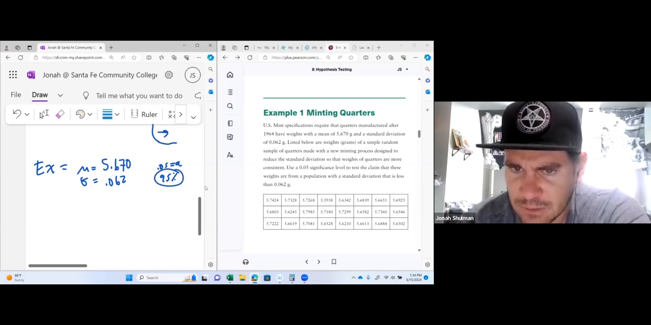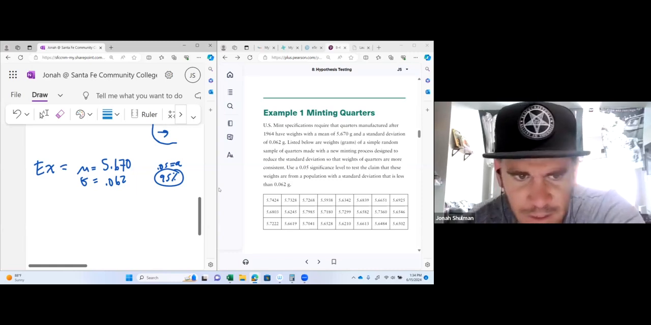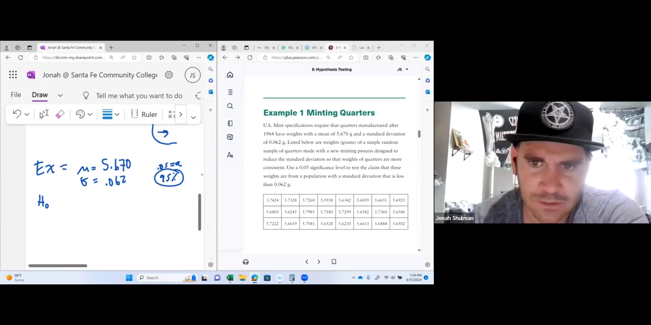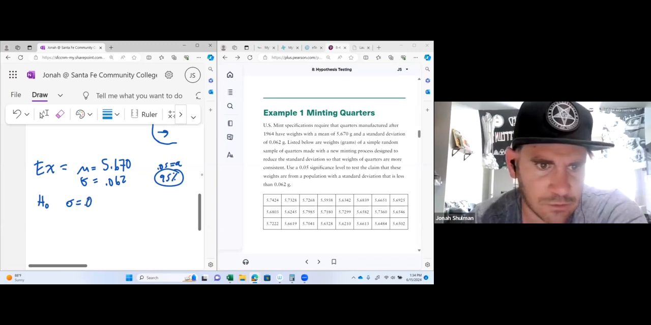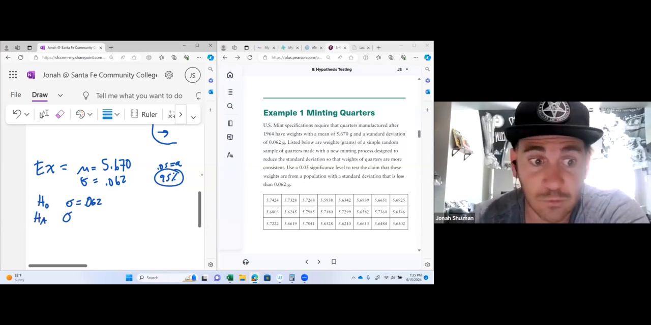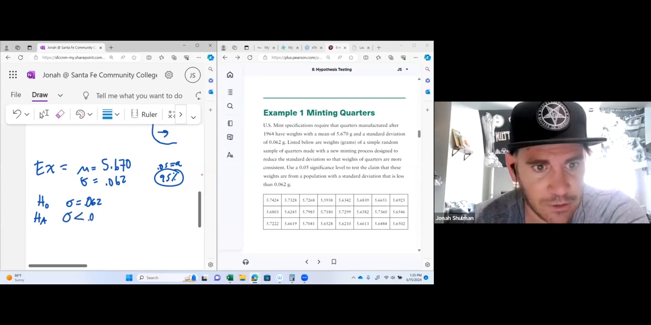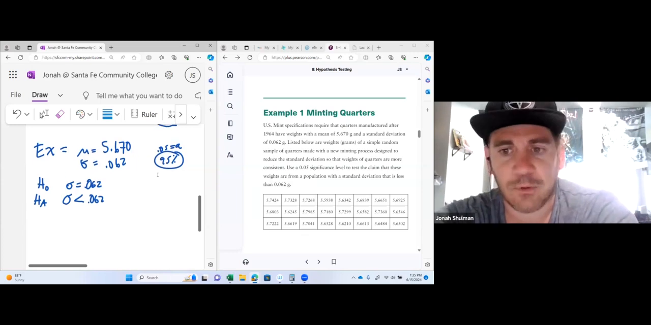And we have to claim that these weights are from a process with less variation, so we have to say that it is less than that. So our null hypothesis is going to be that our standard deviation is equal to 0.062. And our alternative hypothesis is what we want to prove, right? What we want to prove is that this is going to be less than 0.062.